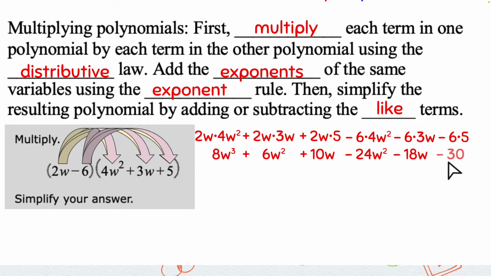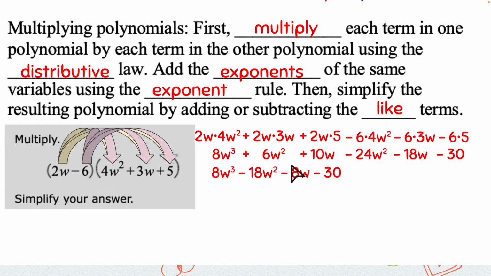Make sure you're paying attention to those negatives and positives. Already this looks a bit cleaner. Now we just need to group like terms and add. With this one, I didn't do the color coding. I just added the like terms. Really what you want to do is go through and look: is there anything else with a w cubed? No. So that one is just going to stay 8w cubed. For w squared, I have 6 and then negative 24. That's why I end up with negative 18, because 6 minus 24 is negative 18.